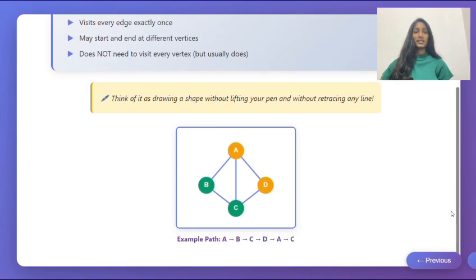For example, in this graph, we begin at A and follow the edges in order: A to B, B to C, C to D, D back to A, and finally A to C. So every connection is used once without repeating, ending at C. Every edge is used only once. This is an Eulerian path.